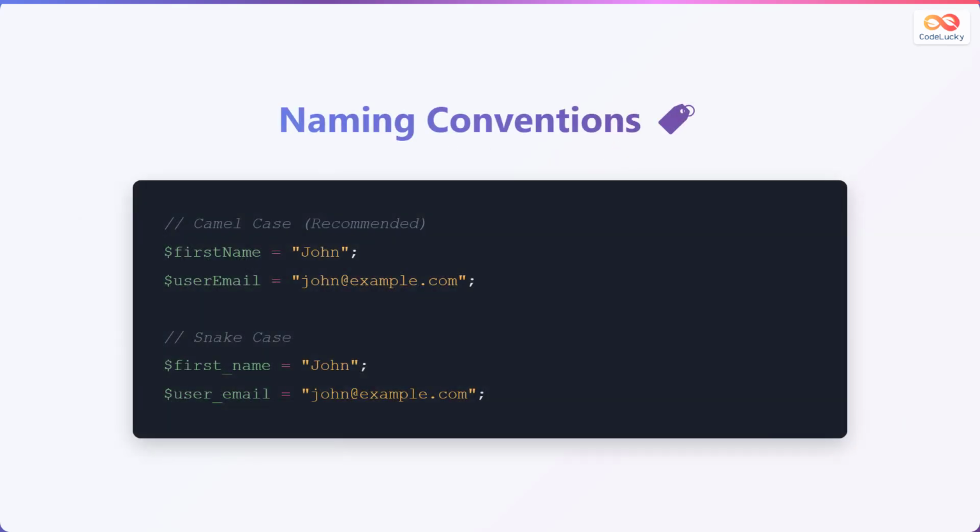When naming variables in PHP, it is recommended to follow a consistent naming convention to improve code readability. Two common conventions are camelCase and snake_case. With camelCase, you write the first word in lowercase and the first letter of each subsequent word in uppercase. For example, $firstName and $userEmail. With snake_case, words are separated by underscores. For example, $first_name and $user_email. CamelCase is typically the preferred convention in PHP.